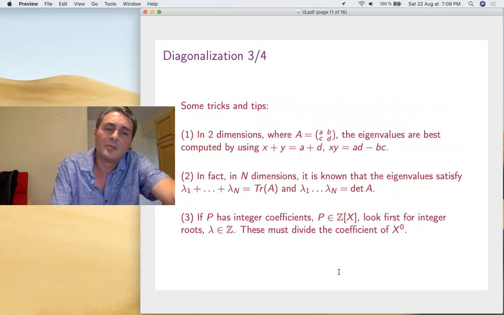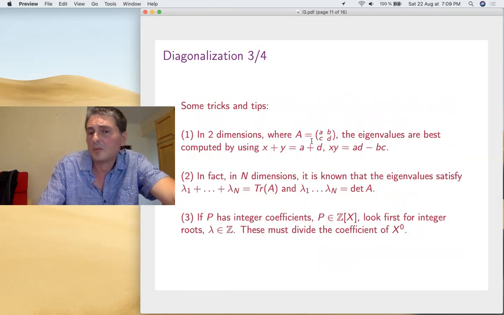Now some tips regarding the first part, polynomial and factorization. Well, you don't need the polynomial for all that. I mean, just the sum is the trace, the product is the determinant. This is actually true in general. It's good to know this. The sum of the eigenvalues is the trace, the sum of the entries on the diagonal, and the product is the determinant.